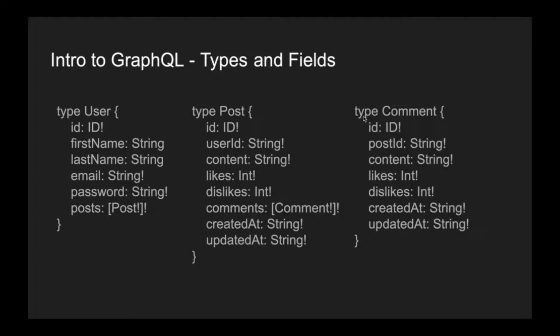And then lastly, I have a comment here. So another unique identifier, then the post ID, which is basically the same idea as the user ID in the post. So it points to the post that this is a comment of. The content of the post, a string that's never null, likes and dislikes, integers that are never null, and then again, timestamps for created at and updated at, which are strings that are never null.